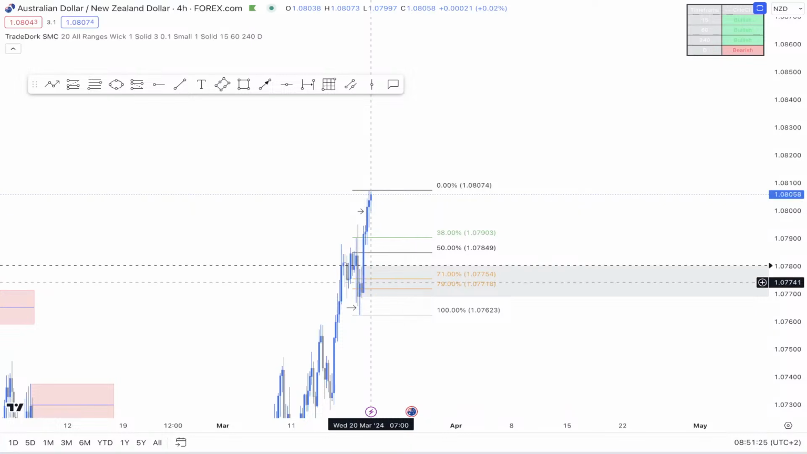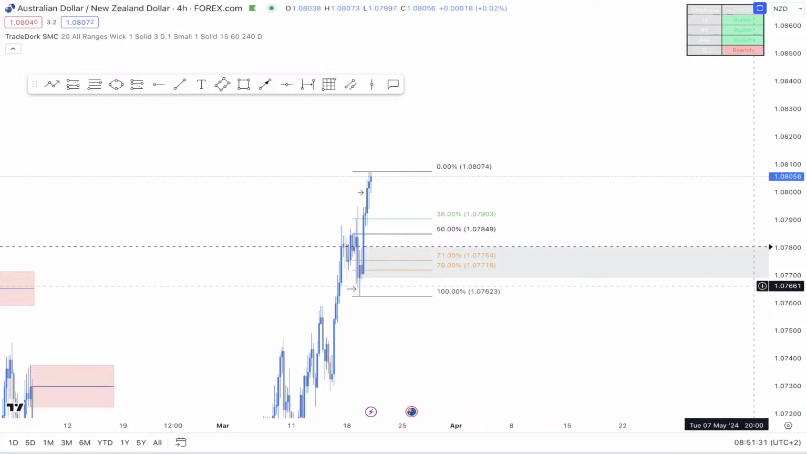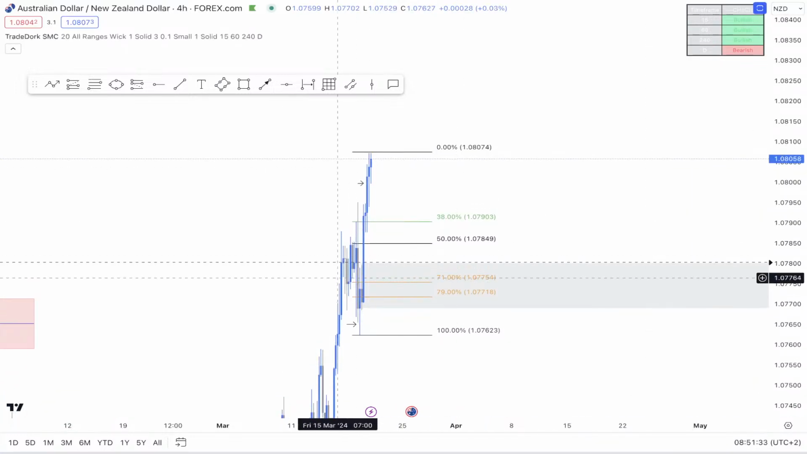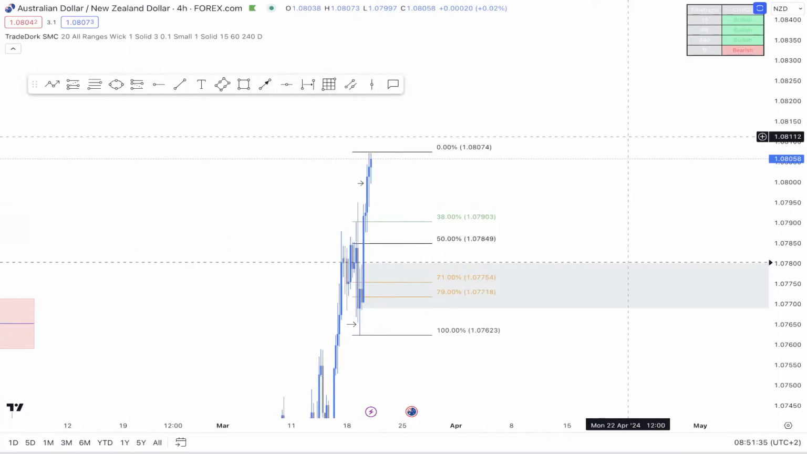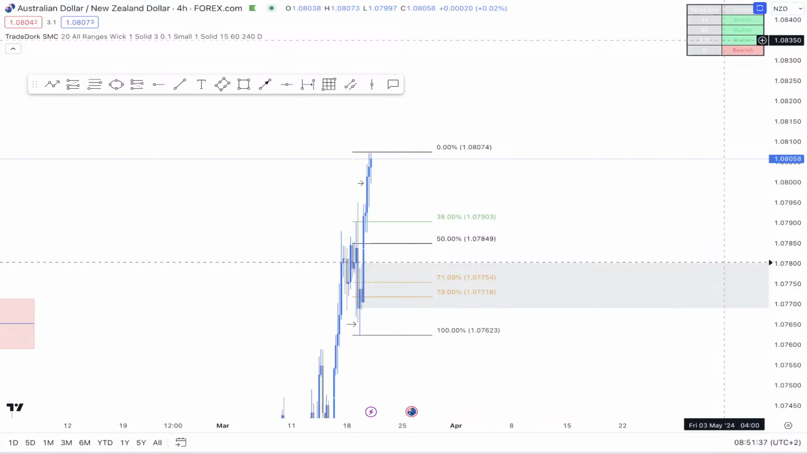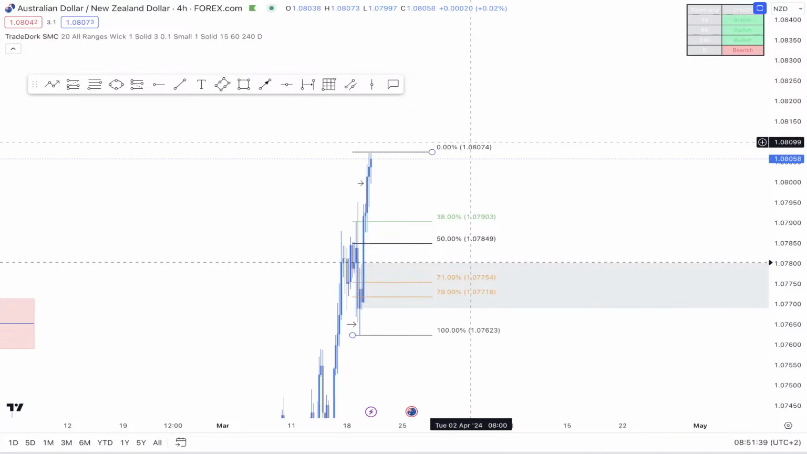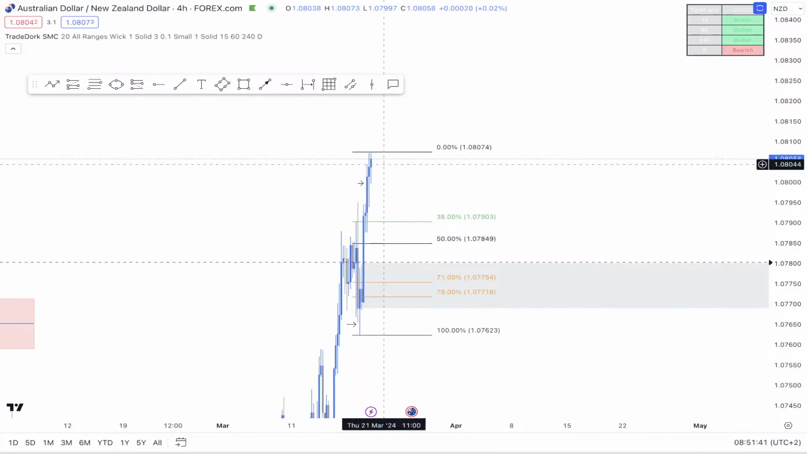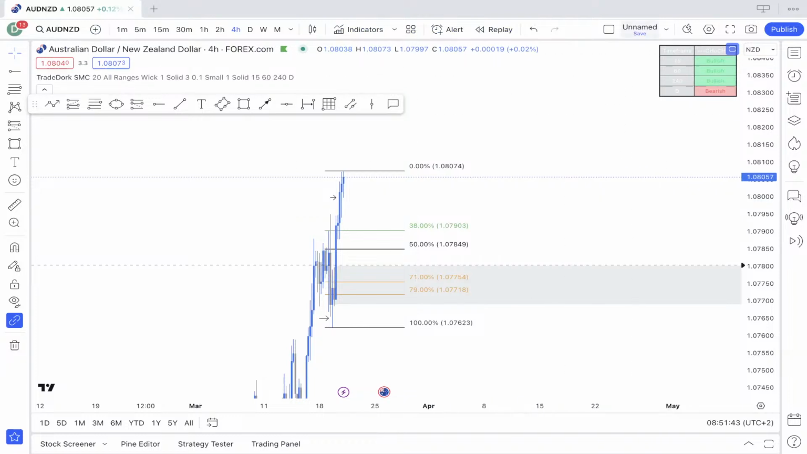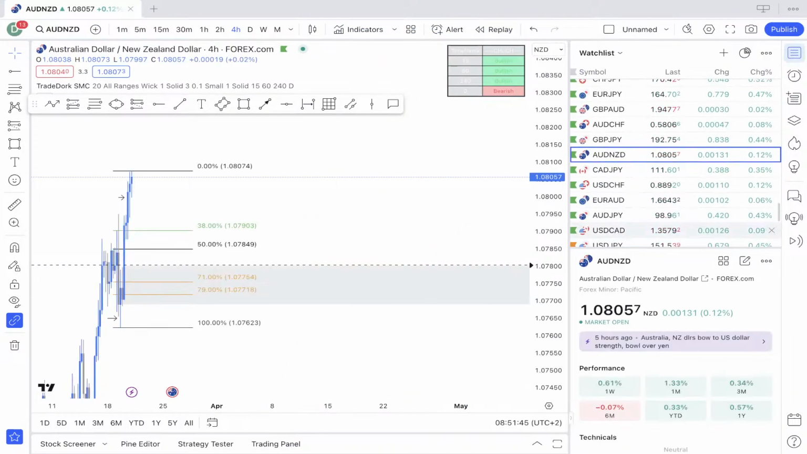And after the break, we can see that imbalance was left behind, because I was able to identify this unmitigated order block lining up perfectly with the point of interest. The 4-hour is bullish on the trader graph, and now the last thing that I am waiting for is a corrective pullback. Okay, that's that for AUD NZD.